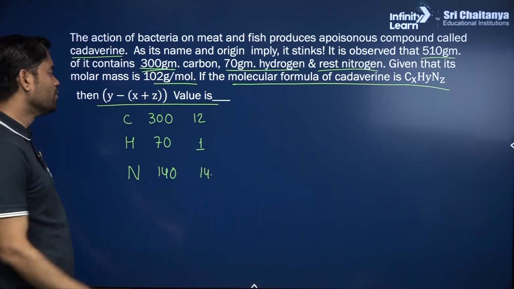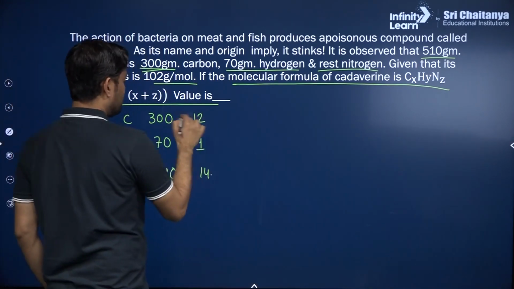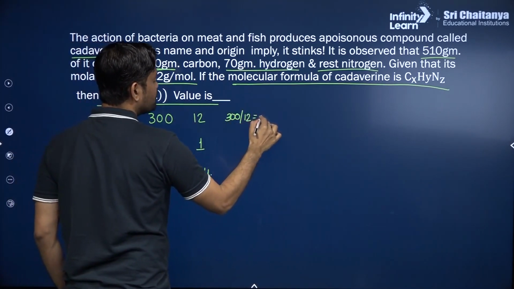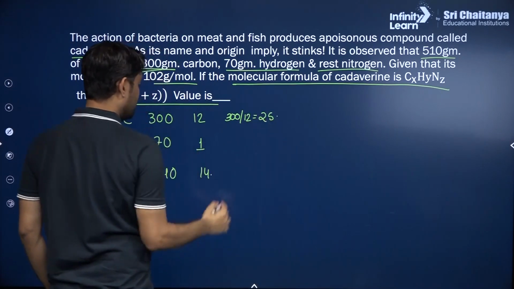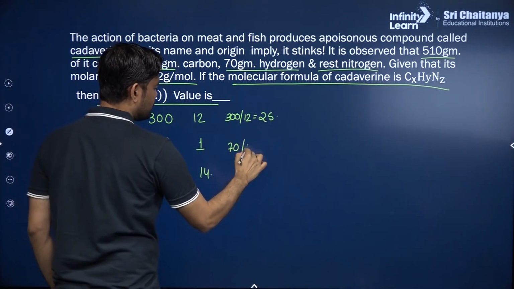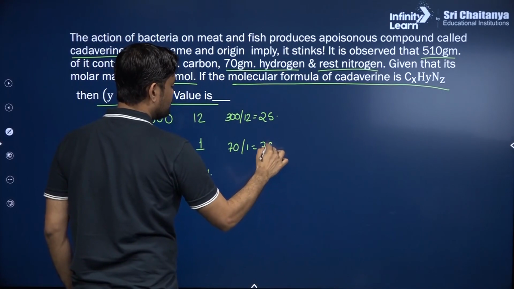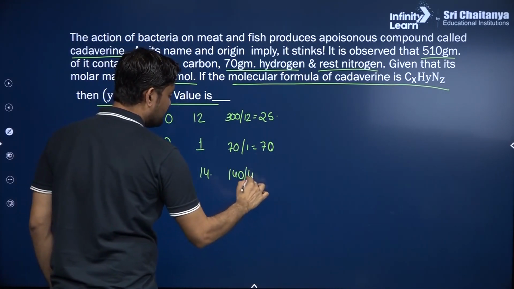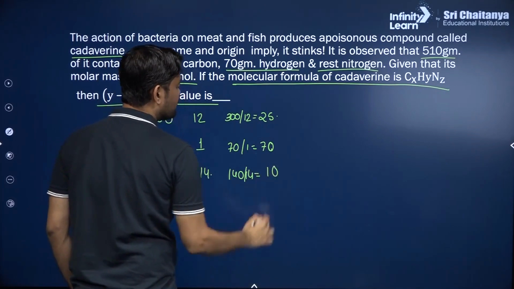Clear? What will be the moles of it? 300 by 12. Relative moles will be how much? 25 around. Then 70 by 1, that is equal to 70 itself, and then 140 by 14, that is equal to 10.